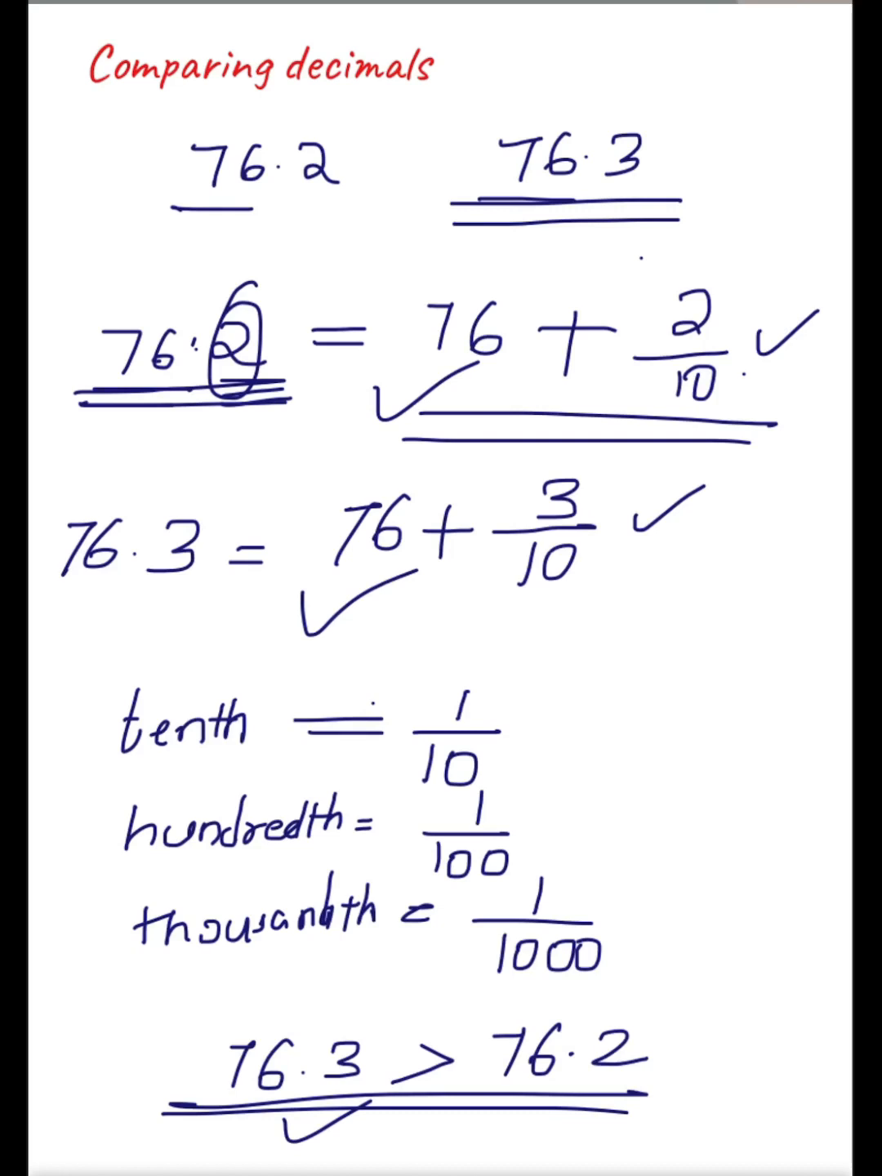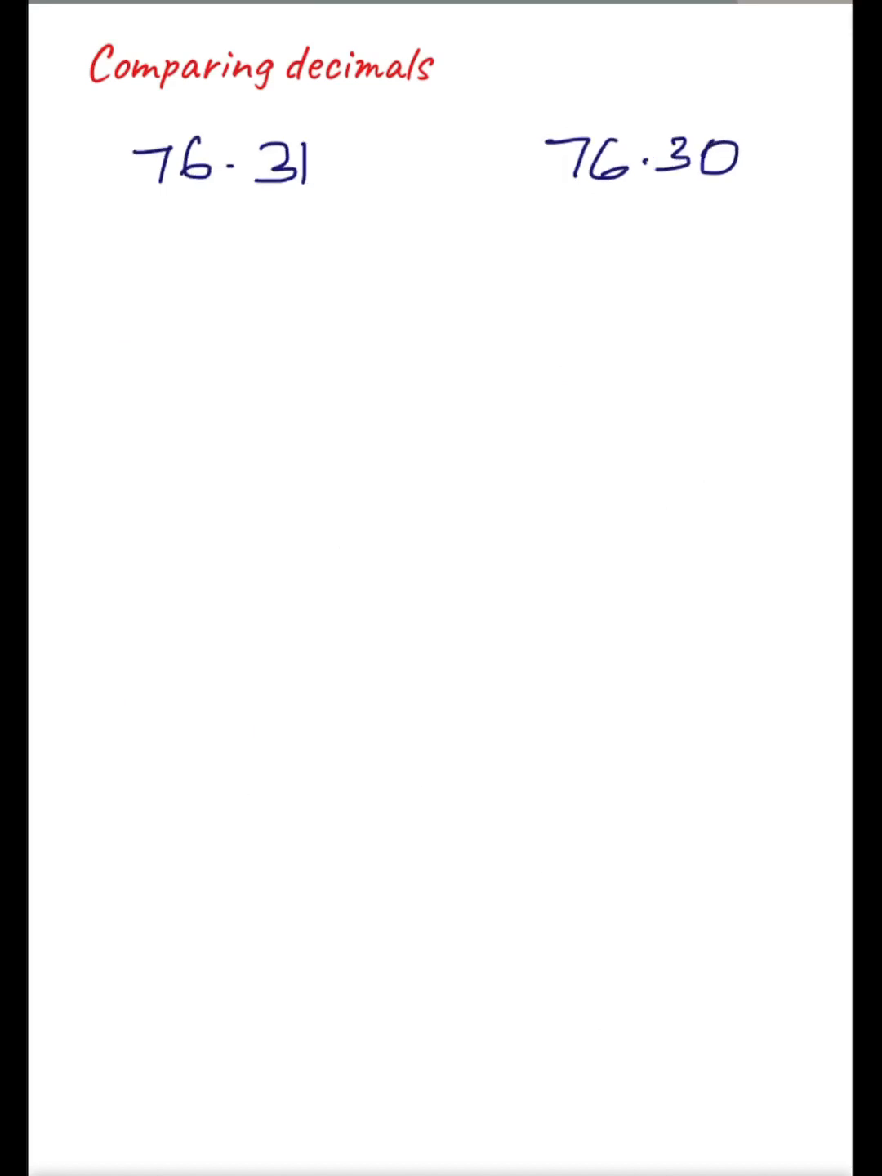Okay, that is, if the whole number parts are the same, then you have to compare the decimal part, and among the decimal part you have to compare first the 10th place. Okay, 10th place number you have to compare. So what is the case if the 10th place number is also the same? Let's take an example. That is 76.31 and 76.30.